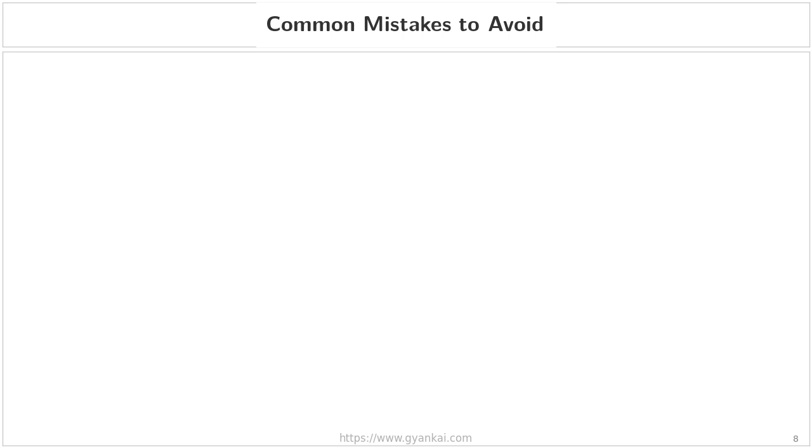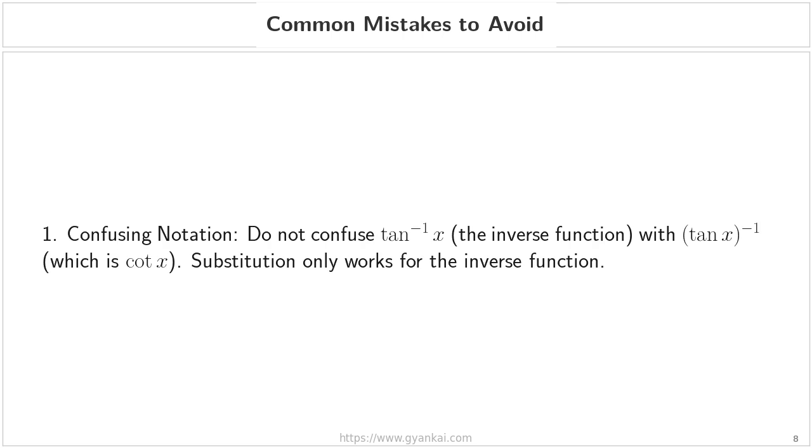Common mistakes to avoid. 1. Confusing notation. The first and surprisingly frequent mistake is getting tripped up by notation. Remember that tan inverse x, or written mathematically as arctangent of x, is not the same as 1 divided by tan x. One is an inverse trigonometric function, it undoes the tangent function, and the other is simply the reciprocal of the tangent function, which is called cotangent x. Our substitution technique, as we've practiced, only works with the inverse trigonometric function. So, always double-check which tan to the power of -1 you're dealing with.